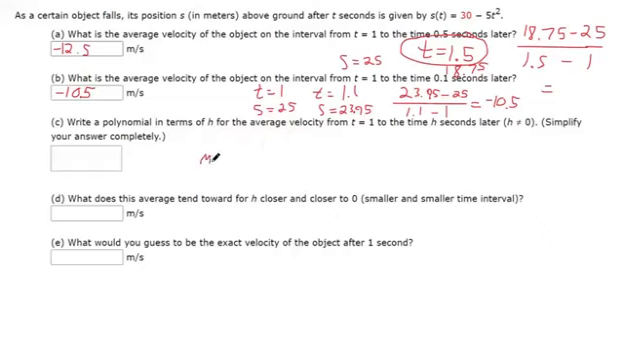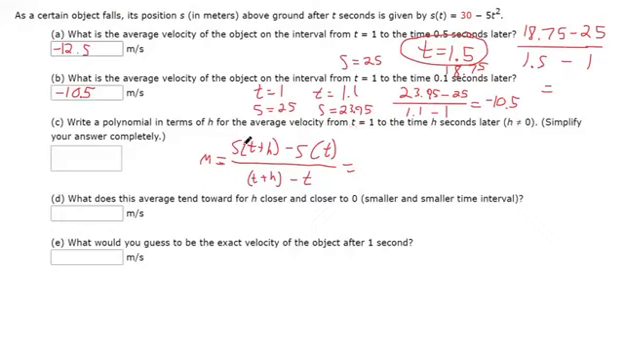Remember, the average velocity is the slope, which we used to call m a lot in our algebra courses. It's s of t plus h minus s of t. The height at the new time, subtracted by the height at time t equals 1, all over t plus h minus t. The new time subtracted by the old time. Just like we were doing up here, now just with variables.